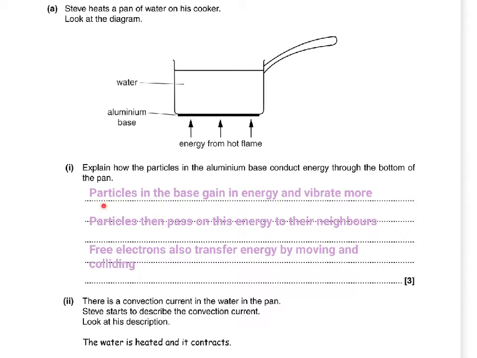You first of all mention that the particles in the base gain energy, and that makes them vibrate more. Those vibrations then pass that energy on to the neighbours because they jostle and jiggle and collide with the neighbours, passing on the energy. And don't forget about metals. Metals are good conductors because they contain free electrons. So as well as that mechanism, which would happen in any solid, you also have free electrons that transfer the energy by moving and colliding with the metal ions or atoms.